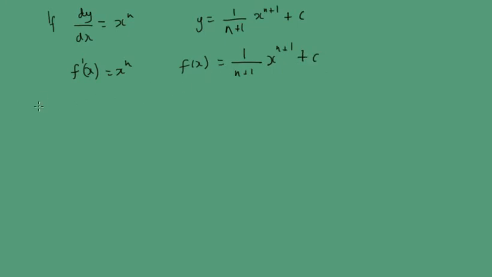Now, we have a special symbol. This symbol here, which looks like an elongated S, is the symbol to denote integration. So when we're talking about integration, we don't write it out like this. We use the integral symbol. So this is called the integral.